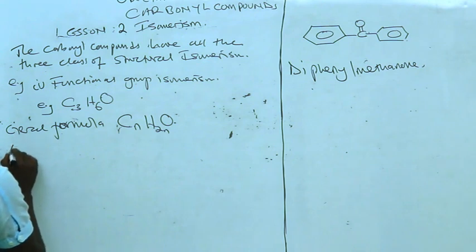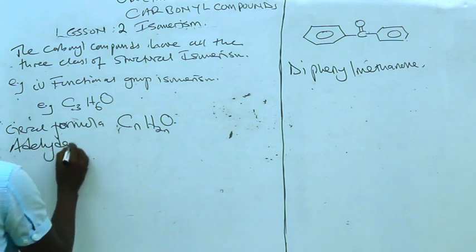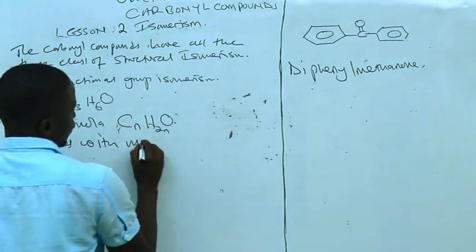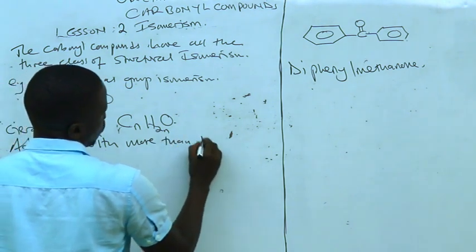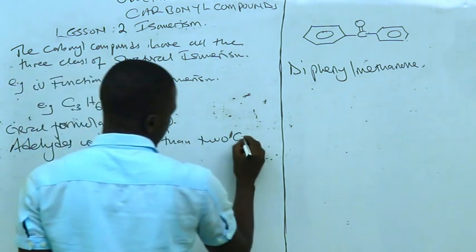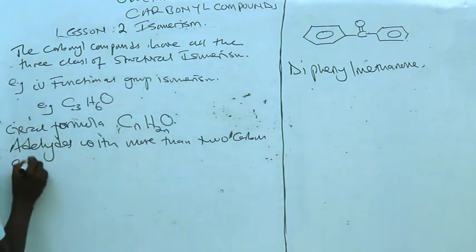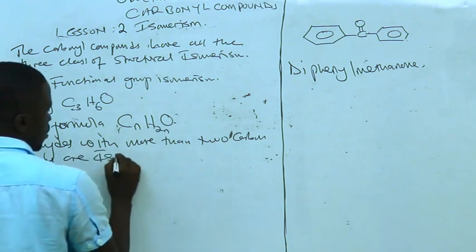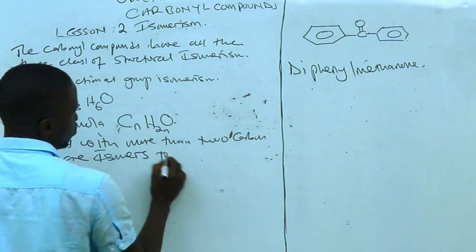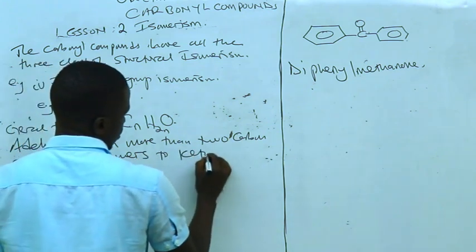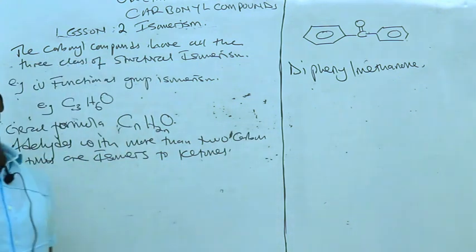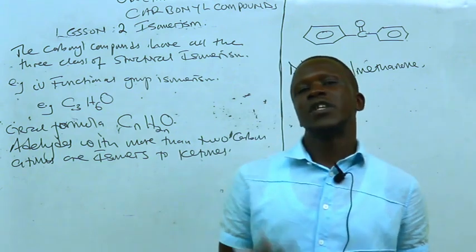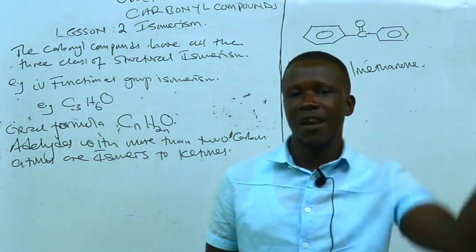we shall be saying that aldehydes with more than two carbon atoms are isomeric, or are isomers, to ketones. You know, it is not possible to have a ketone with fewer than 3 carbon atoms. So most of the ketones will start with 3 carbon atoms and above.